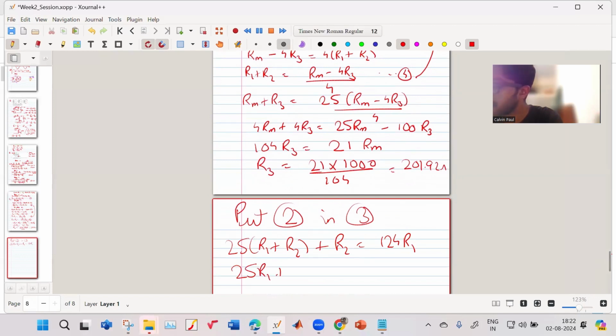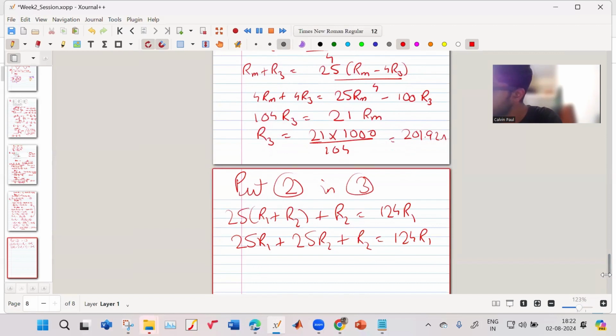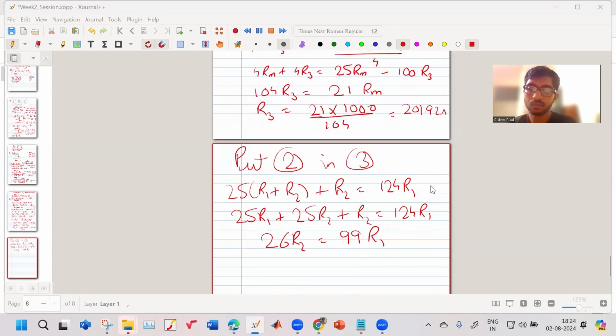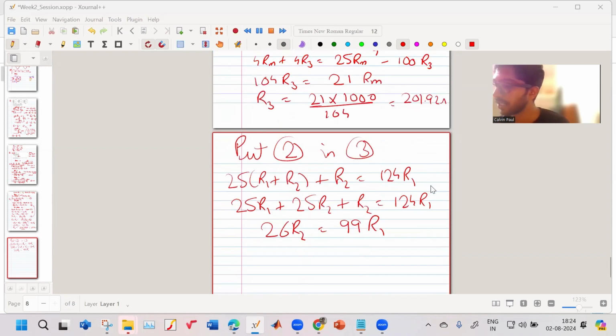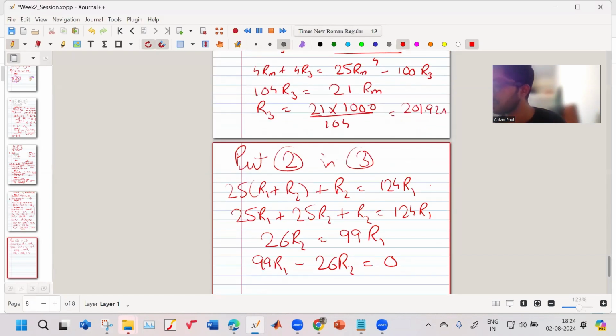This is 25 R1 plus 25 R2 plus R2 is equal to 124 R1. So we get 26 R2 is equal to 99 R1. Correct? So we got 26 R2 equal to 99 R1. So we can write it as 99 R1 minus 26 R2 is equal to 0. So this is our equation 5.